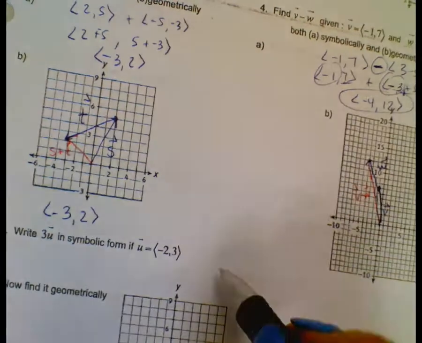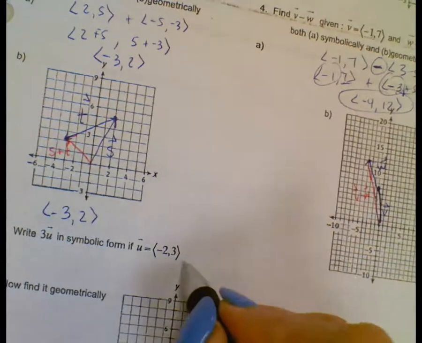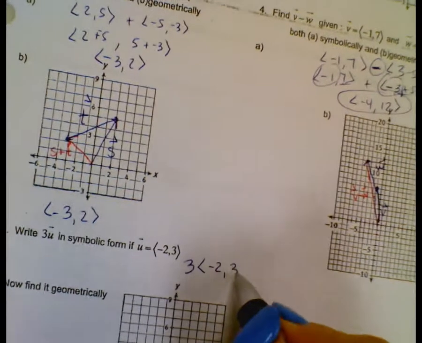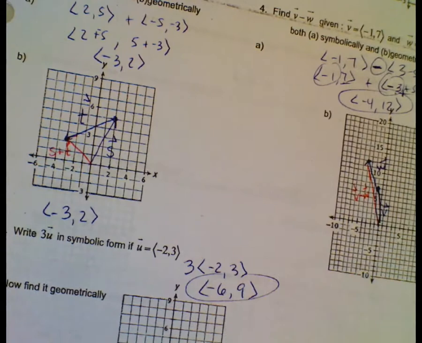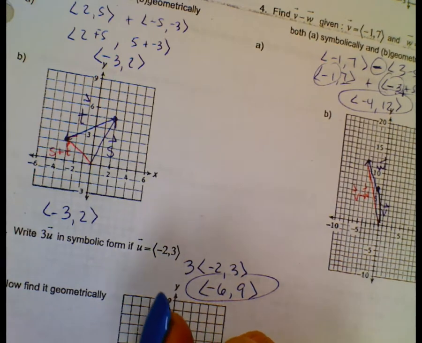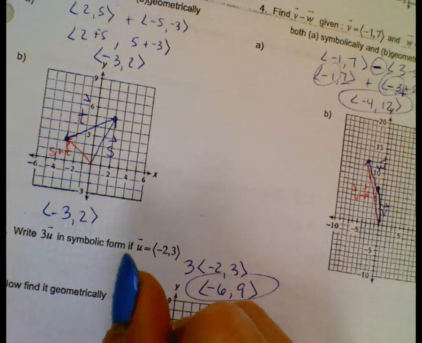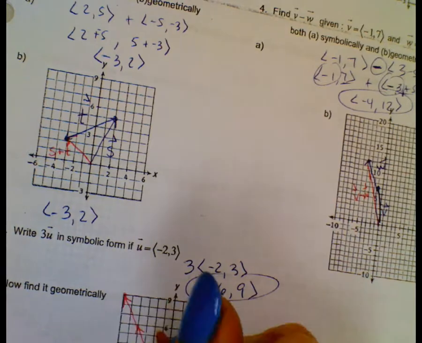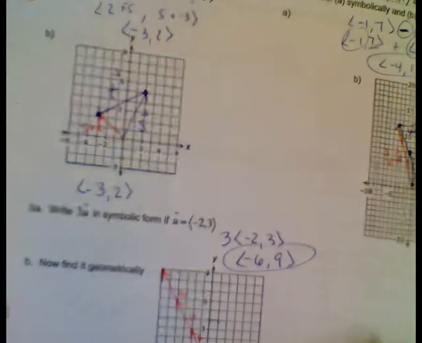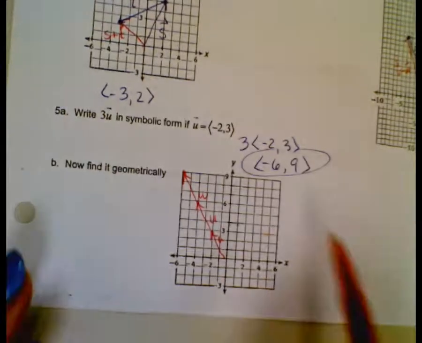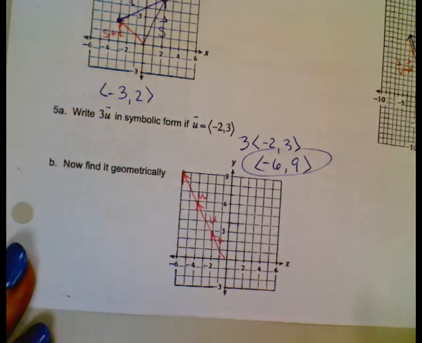Write 3u in symbolic form. Symbolic form would be 3 times negative 2, 3, which is negative 6, 9. And graphing it, you would go negative 2, 3. That's the first one. There are 3 of these. So you go negative 2, 3 for the second one, and negative 2, 3 for the third one. So we have U, U, U for a 3U. Notice it ends at negative 6, 9.